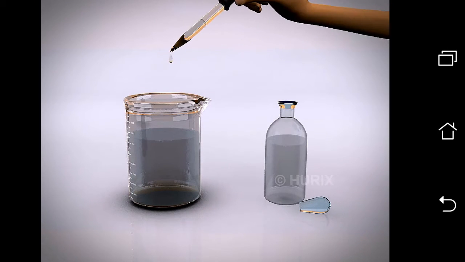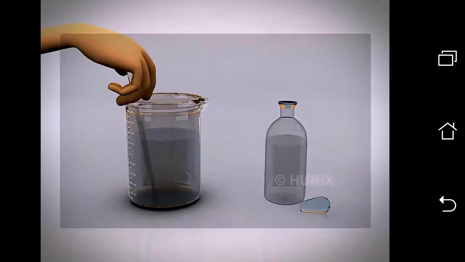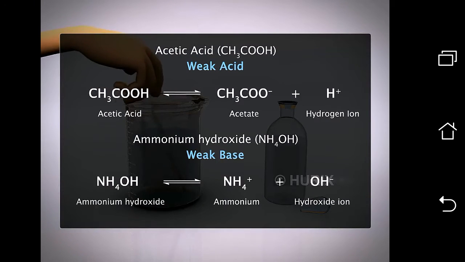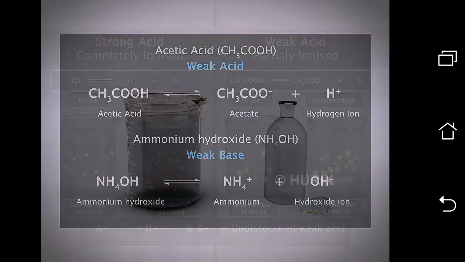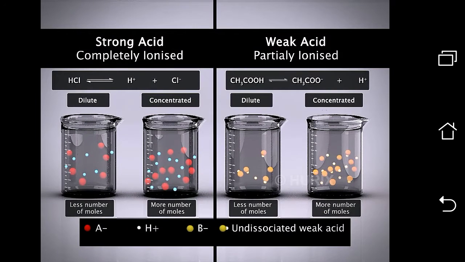Weak acids and bases partly ionize in water. Examples, acetic acid and ammonium hydroxide. Observe the animation given here for a while and click on the Ready button to answer the question.